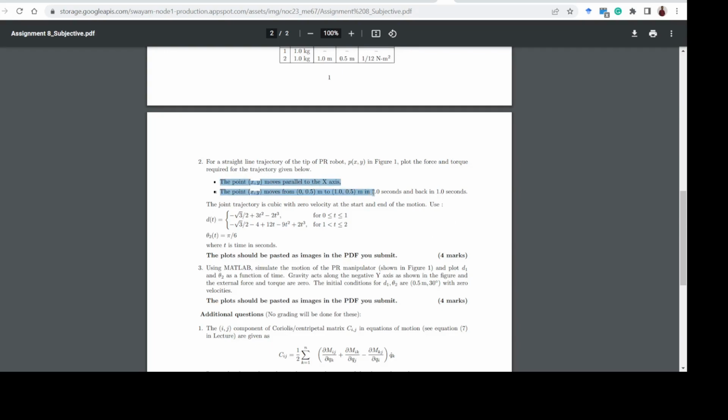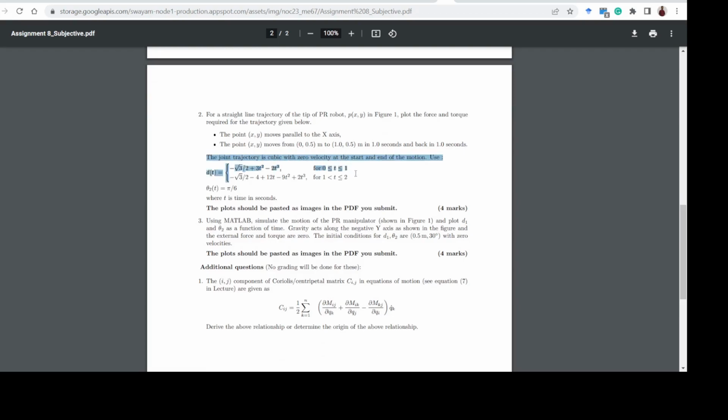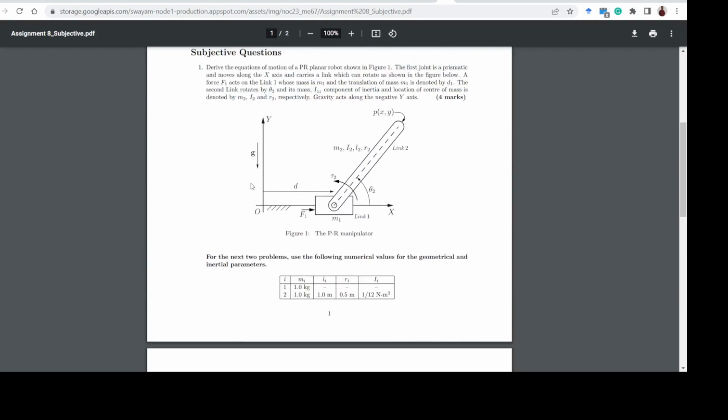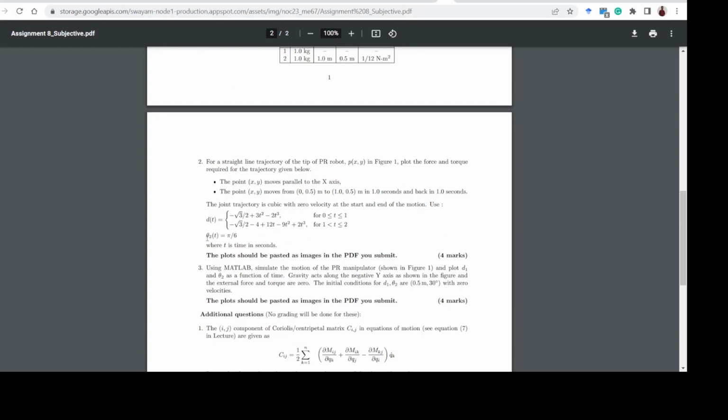So this can be done again similar to what has been given in the lectures, right? From the equation of motion, you invert them to get the expressions for torque and the forces, and for those equations you have been given already the trajectory for d for one of the displacements, and it's for a constant theta, right?